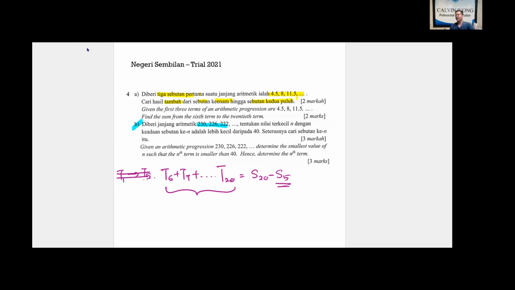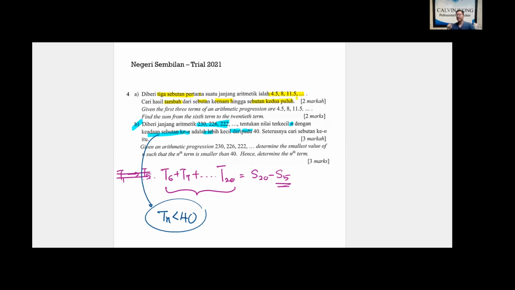Okay, then part 2. They give you the janjang arithmetic. Tentukan nilai terkecil n dengan keadaan n adalah lebih kecil daripada 40. That means Tn is less than 40. Like that only. I have the A, I have the D, and I just want to find sebutan ke berapa. Is it? Cari sebutan ke n itu.